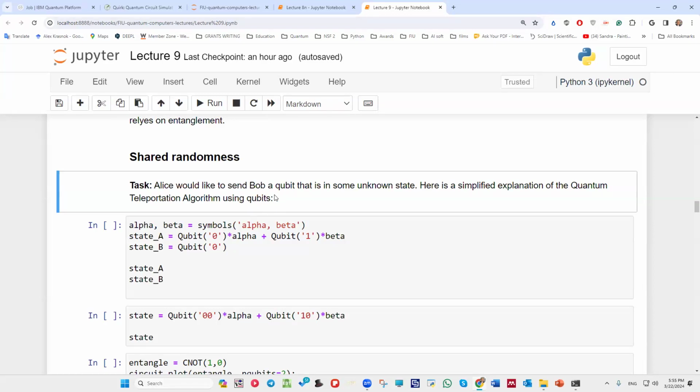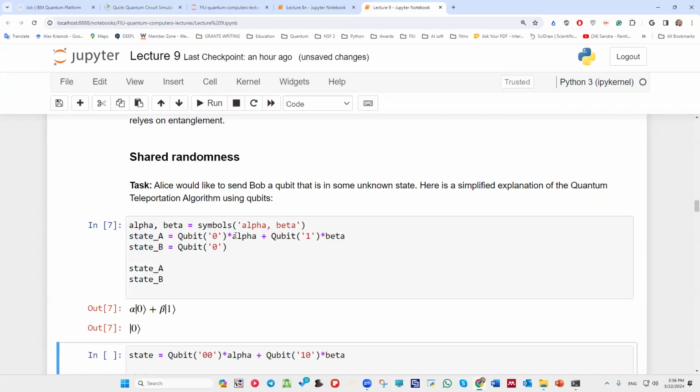So we say that Alice has a qubit in a particular quantum state, and we assume that this state is arbitrary. So here I create the state A, which is the state of Alice's qubit, and this qubit is supposed to be in a superposition alpha 0 plus beta 1. Okay, so this is the state of Alice's qubit. Bob's qubit is assumed to be initially in state 0, in the ground state.